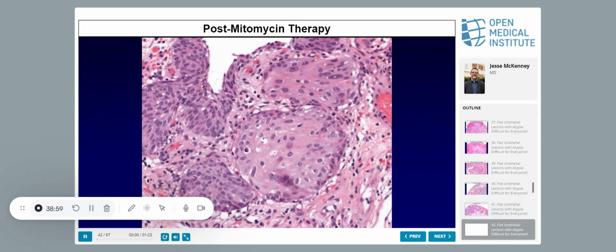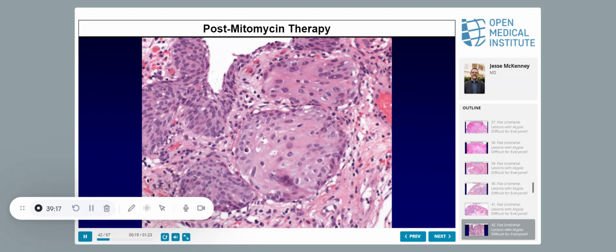So here's another example. It almost looks squamoid. It looks very pink. And that's what tips us off that it's mitomycin therapy. It's very, very pink. And the other thing is it's an abrupt transition to what looks like normal.